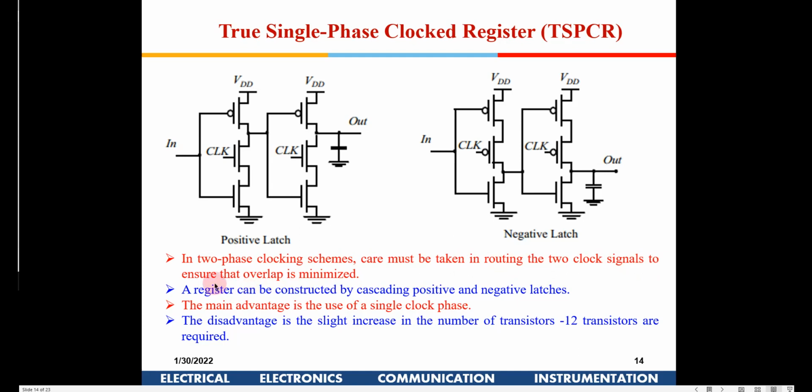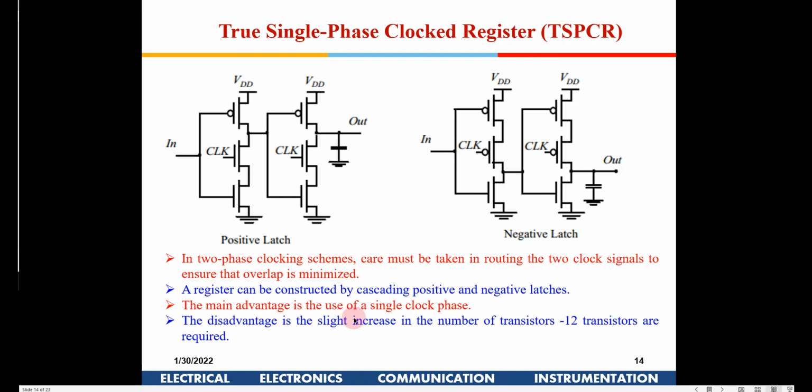so that the clock signals' overlap is minimized. But here it's not an issue, because we are giving the same clock. There is no clock and clock bar, and a register can be constructed by cascading positive and negative latches. The main advantage is the use of a single clock out here.